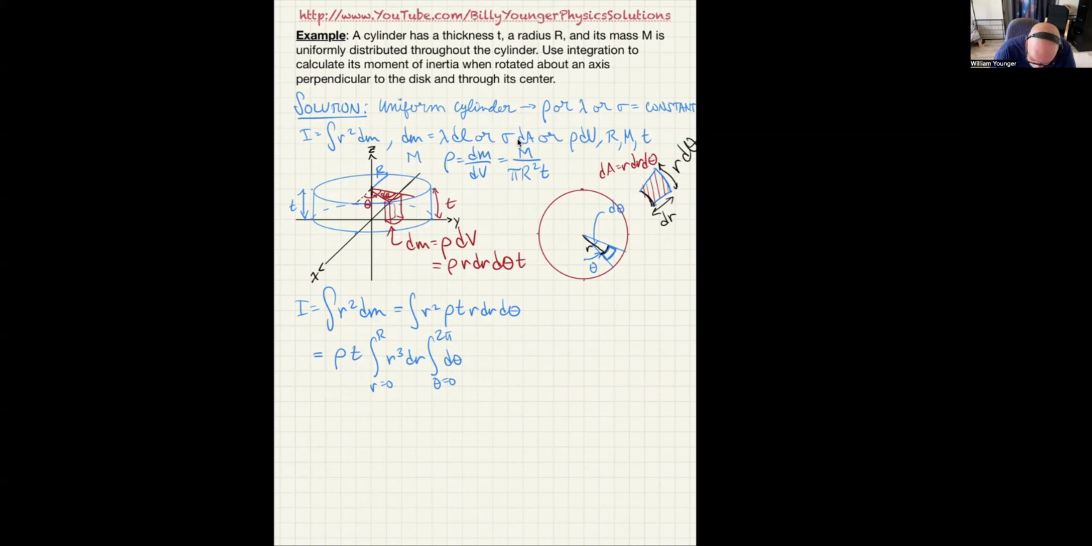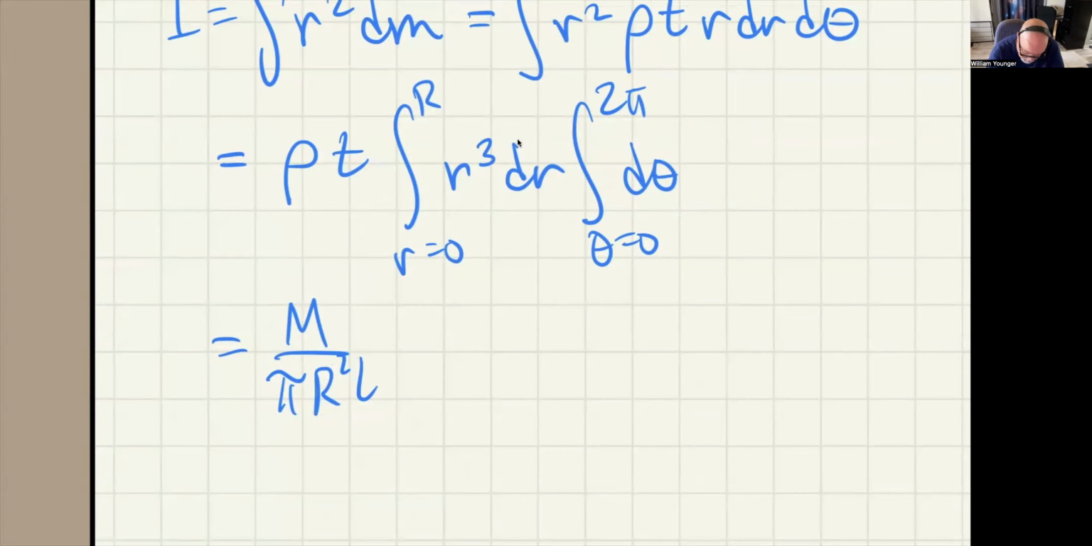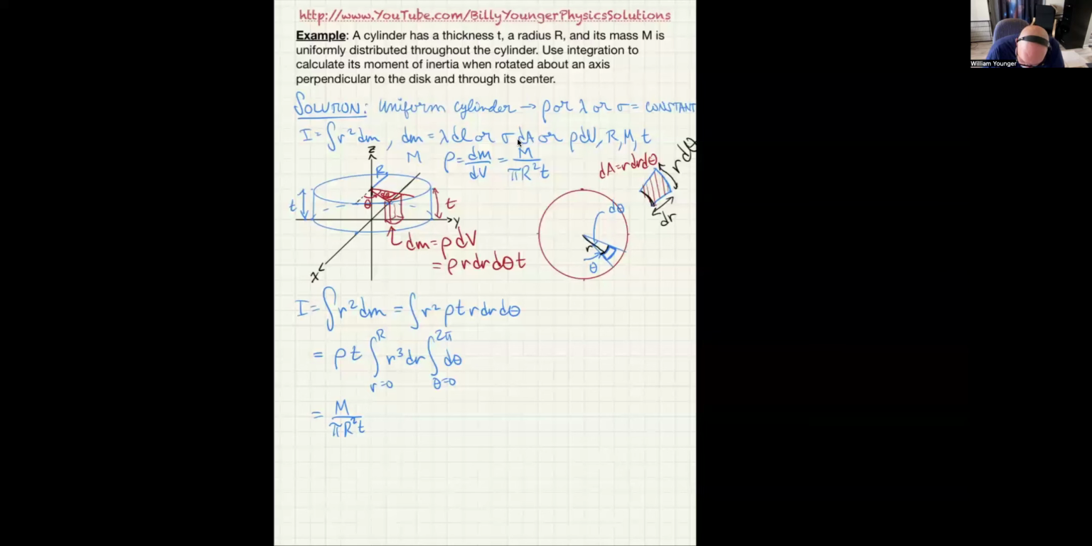What we end up getting is rho, which I already worked out as m over πR squared t. So that was our rho, and I tried to make it look neater, and it didn't turn out so good. So I'm going to try to make the 2 look better, and then the t. So that's our rho. We also have our t being multiplied by it. Now I have the integral of r cubed is 1/4 r to the fourth. So when I integrate that, it becomes 1/4 r to the fourth minus 1/4 times 0. So it's 1/4 r to the fourth for that integral.